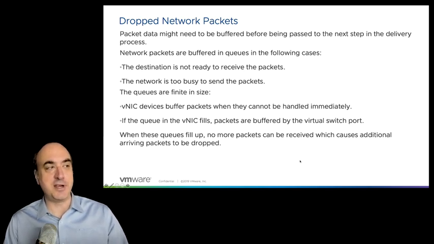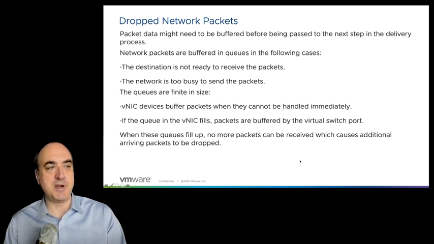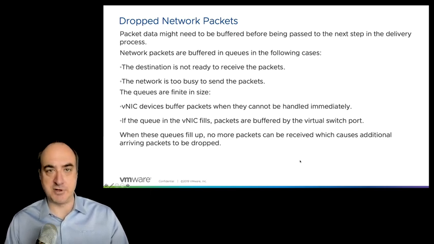But things to note here, right? Packet data might need to be buffered before being passed to the next step in the delivery of your network process. The network packets are buffered, typically in queues throughout different layers of the environment, from the OS through the VM kernel on out to the network. And what are the reasons a packet would get dropped? The buffers have basically filled up. The destination may not be ready to receive packets. The network may be too busy to send the packets. Queues are finite in size, as we all know.